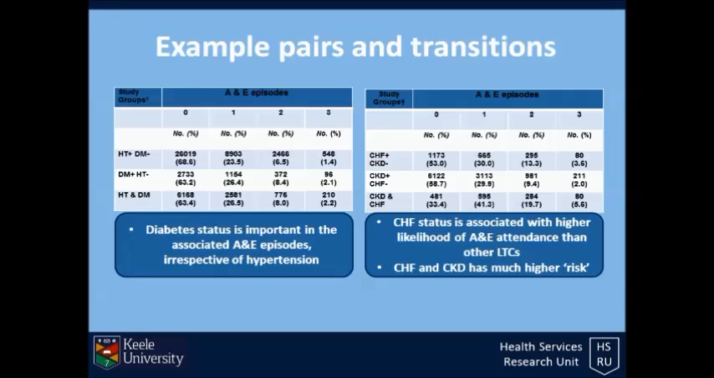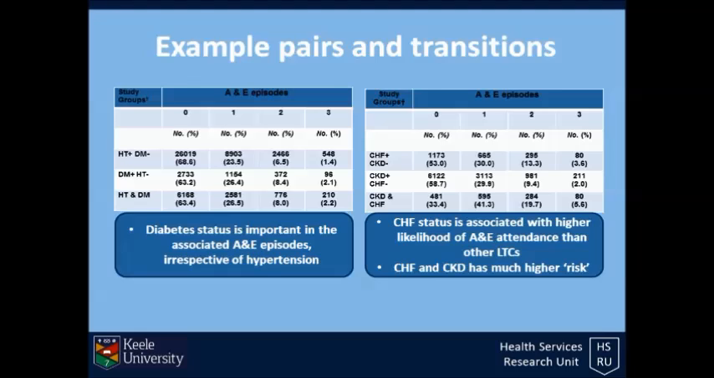But on the right side, for contrast, I've picked out the heart failure and chronic kidney disease group. Now here, in comparison, what you see is 67% of people with chronic kidney disease and heart failure had had at least one A&E episode. So 67%. If you had chronic kidney disease without heart failure, 58% had had no episodes, which means 42% had. And if you had heart failure, your likelihood of A&E episodes was much lower.